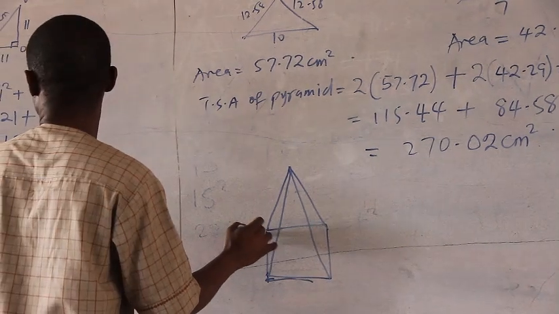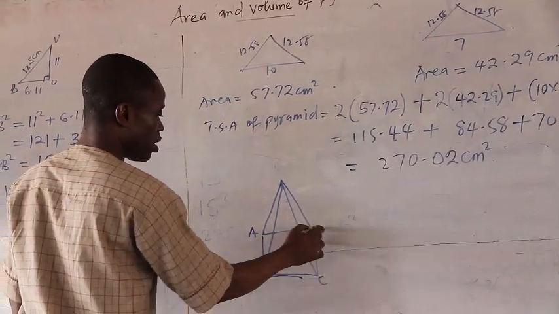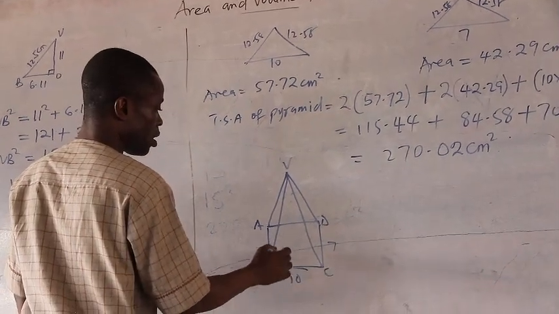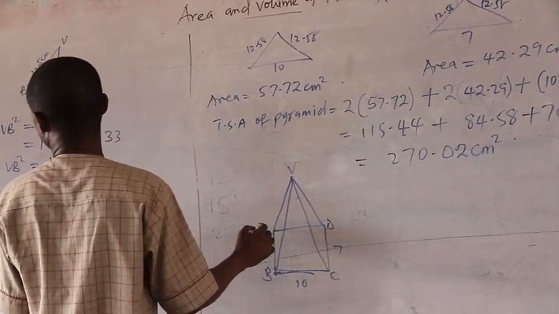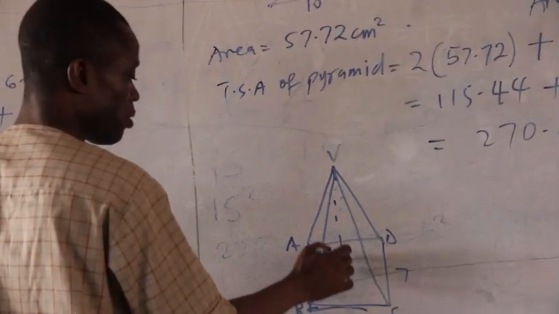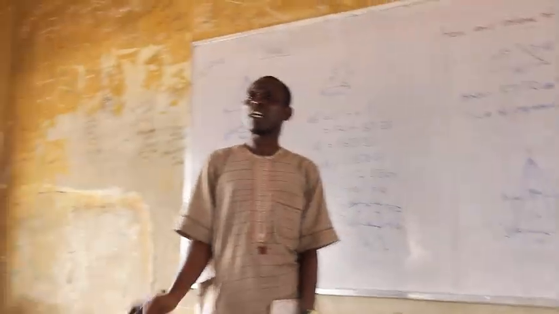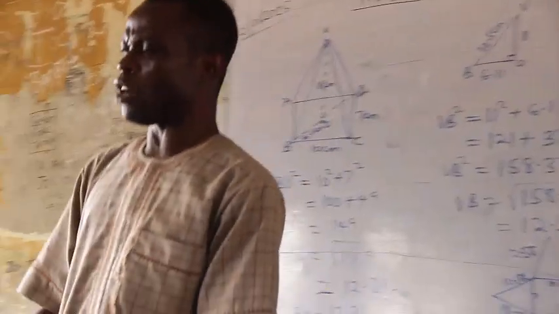We have A, B, C, D, V. This is 7. This is 10. This is 11. Height is 11. Okay, now I want to explain another method of finding the area of the triangle.